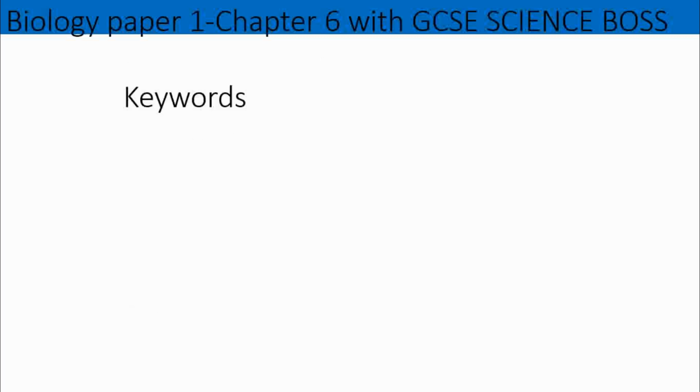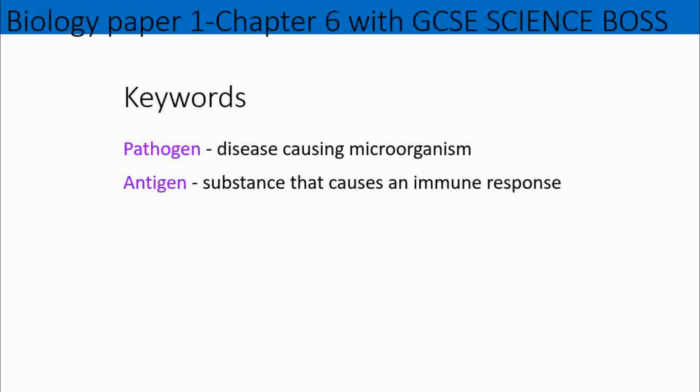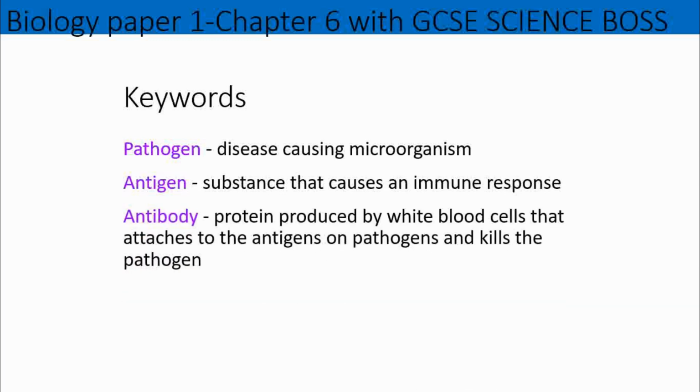Here goes. There are some keywords that you need to know for this chapter. One of those keywords is pathogen. A pathogen is any microorganism which causes a disease. The next keyword which you need to know is antigen. An antigen is a substance that causes an immune response. Then you have an antibody, which is just a protein made by white blood cells, and that attaches itself to the antigen on the pathogen, and then eventually it kills the pathogen. So these are three keywords that you need to know.